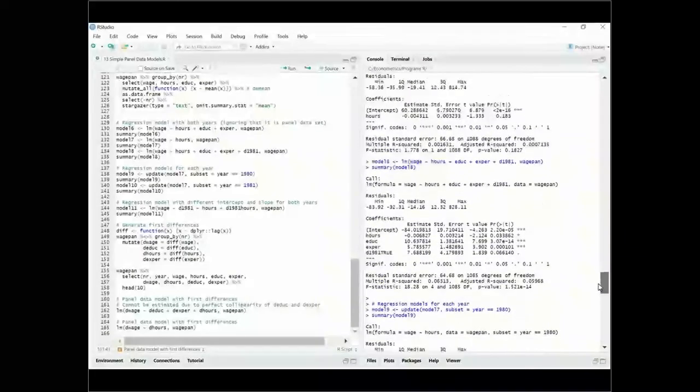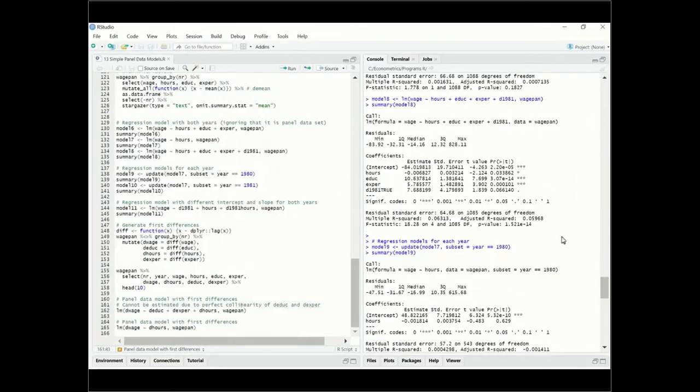Another model that we can estimate is also putting here a dummy variable for the second period. So here's what we have. Here are the coefficients that we have. We're looking at this coefficient that we have here on hours, and this coefficient is significant. So more hours worked is associated with lower wages.